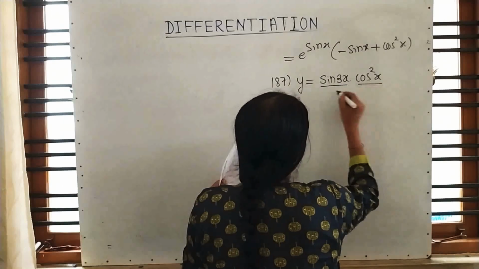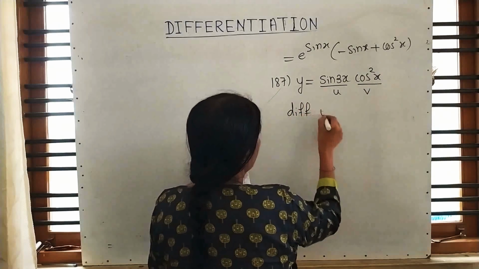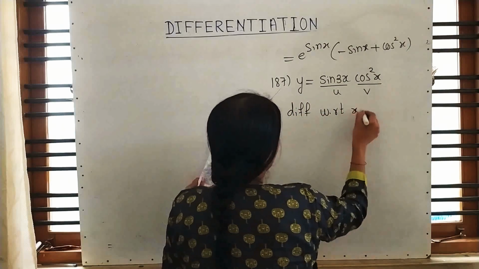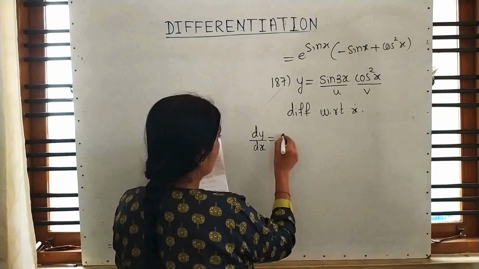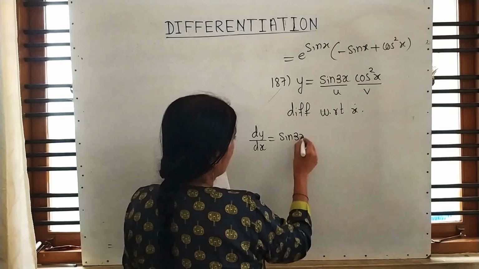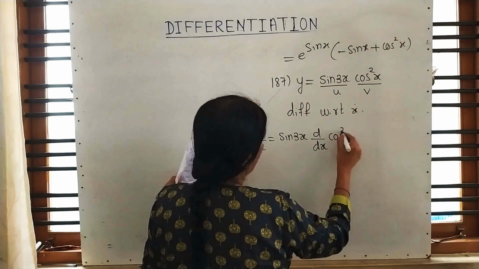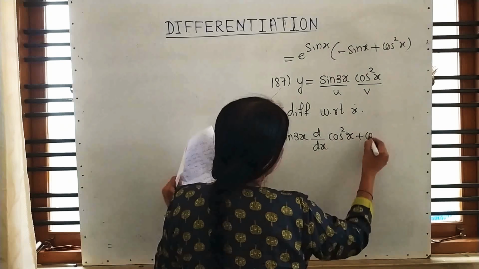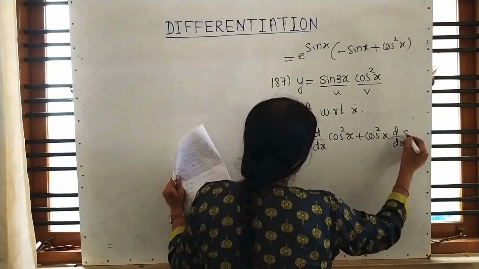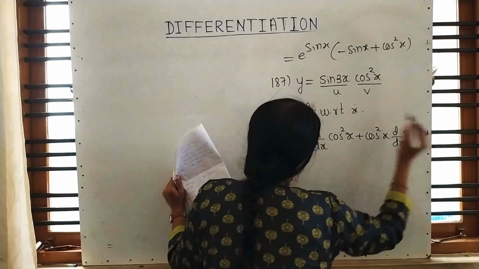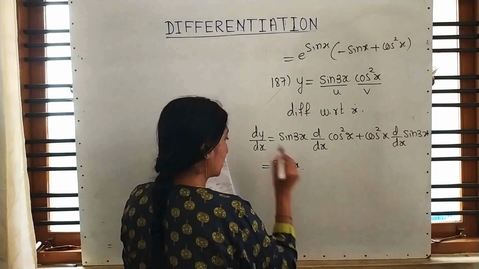This is u. This is v. Differentiating with respect to x. dy upon dx is equal to sin 3x into differentiation of cos square x plus cos square x into differentiation of sin 3x. Here I kept sin 3x as it is.